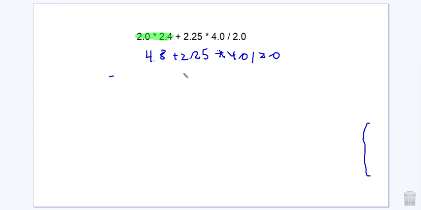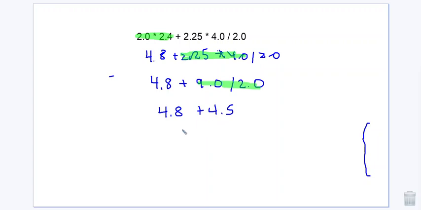Okay, so this is a 2.25 times a 4.0. That happens next, because multiplication came before division. So 2.25 times 4.0 is going to be 9.0. And then now I'm going to do this division, and I'm going to get 4.5. And then when I add these together, I get 9.3. So same order of operations that you would do in math class, calculated the same way.